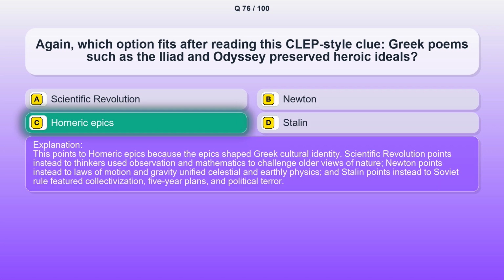This points to Homeric epics because the epics shaped Greek cultural identity. Scientific Revolution points instead to thinkers using observation and mathematics to challenge older views of nature. Newton points instead to laws of motion and gravity unifying celestial and earthly physics. And Stalin points instead to Soviet rule featuring collectivization, 5-year plans, and political terror.